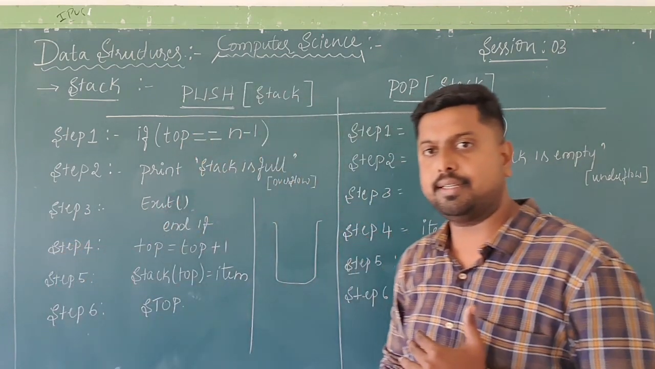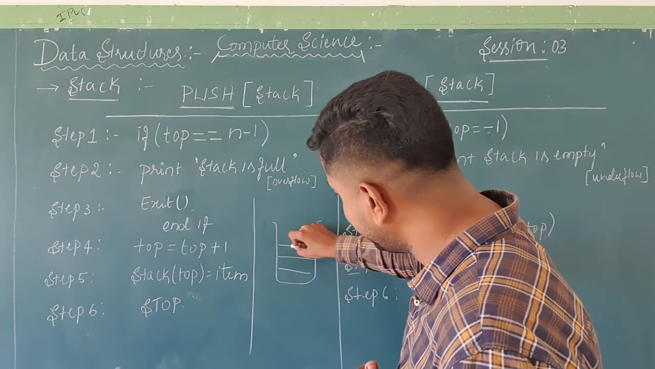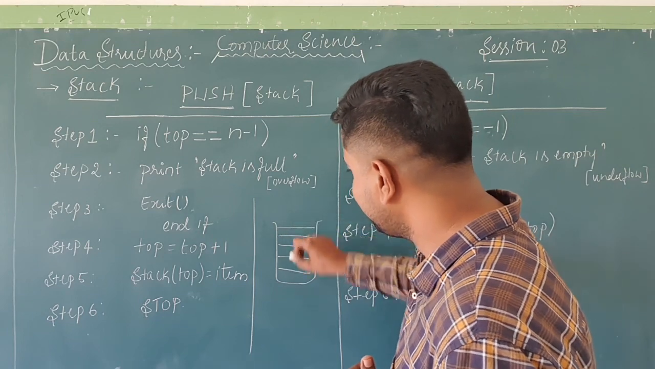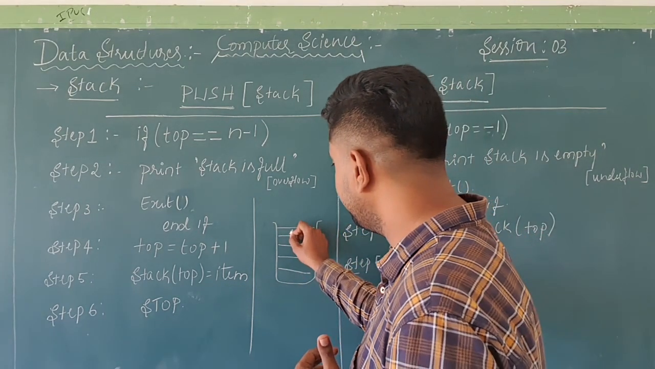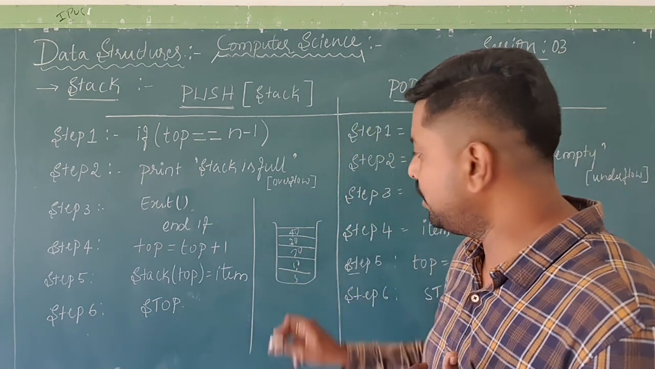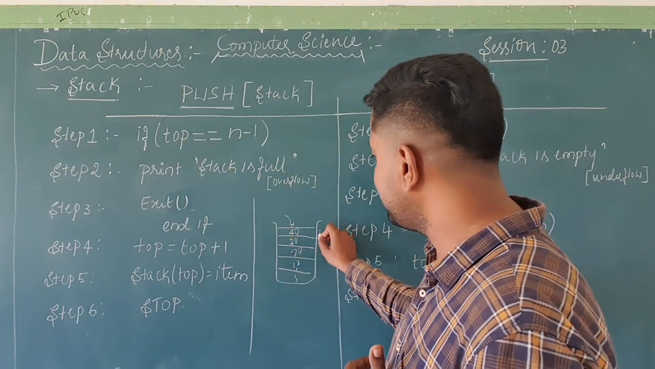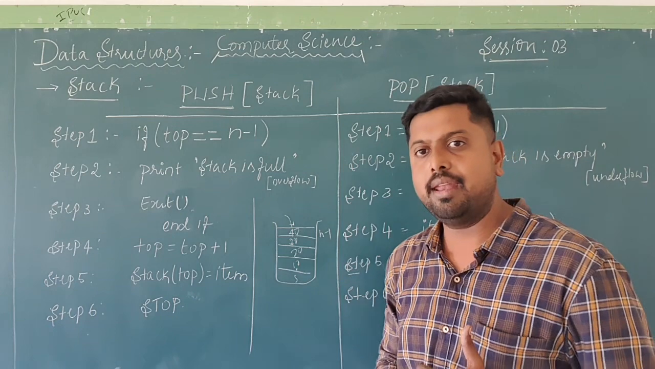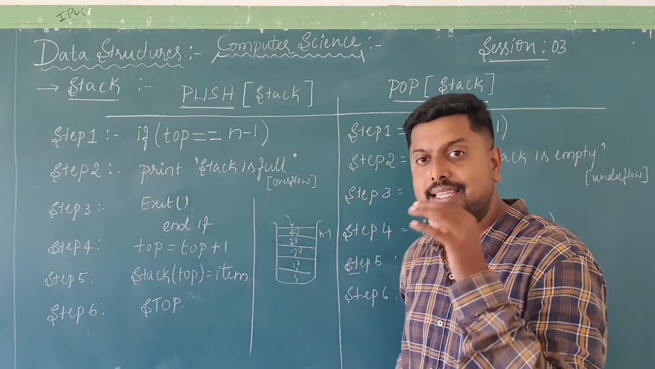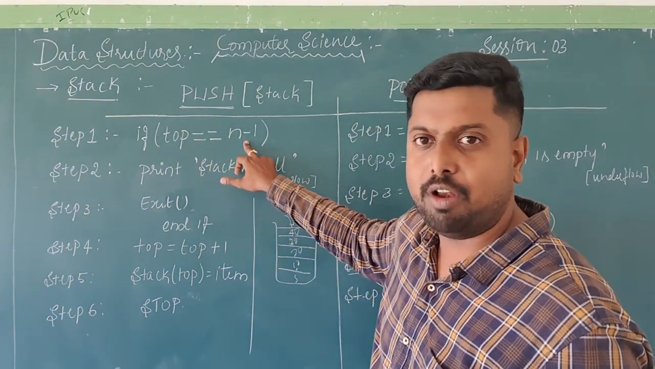See, this is one stack. Here almost all the elements are inserted into the stack, and the last element is also inserted like this. So the last if condition, top is equal to n-1, should be the location. That means almost all the elements are already inserted in the stack. If top is equal to n-1 will be the condition.